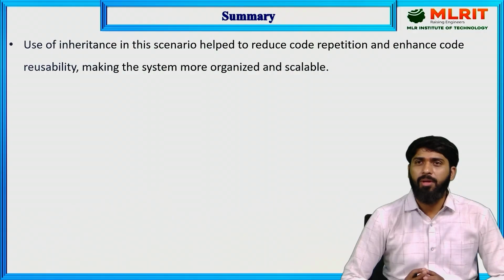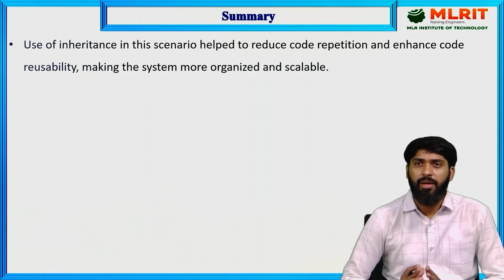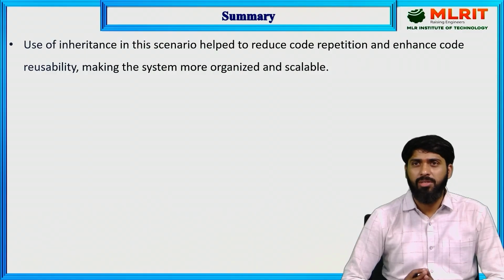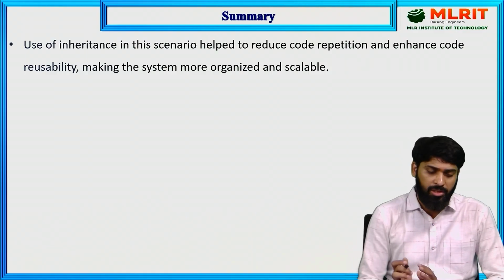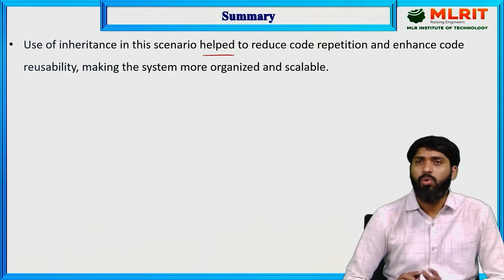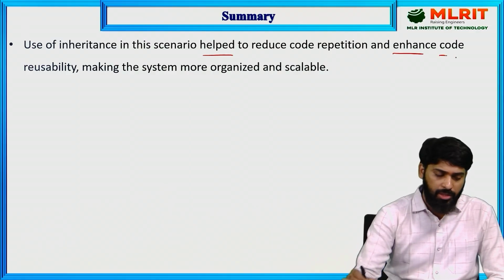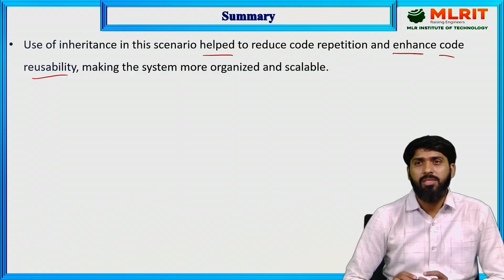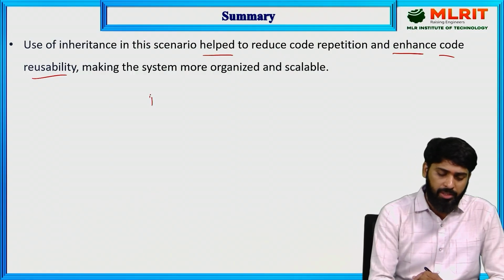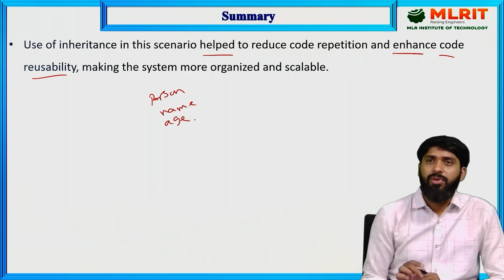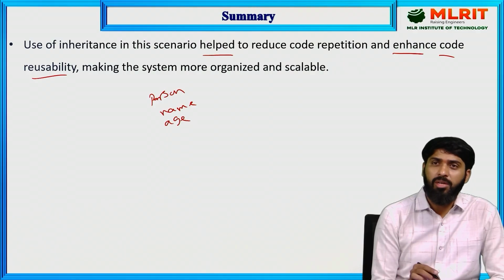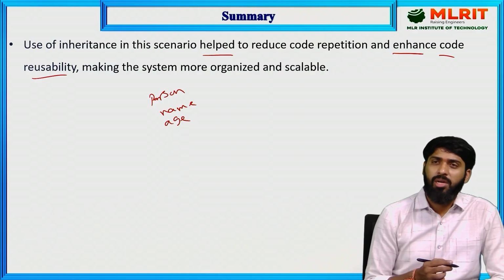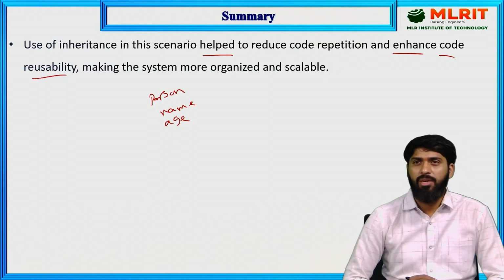So, coming to the summary of the session. In this session, we learned how we use inheritance in real-time applications. The use of inheritance in this scenario helps to reduce code repetition and enhance code reusability, making the system more organized and scalable. In our example, we created a class person. This person has the attributes age and name. We define them only once, but we reuse name and age in two classes: one is the student class, another is the teacher class.